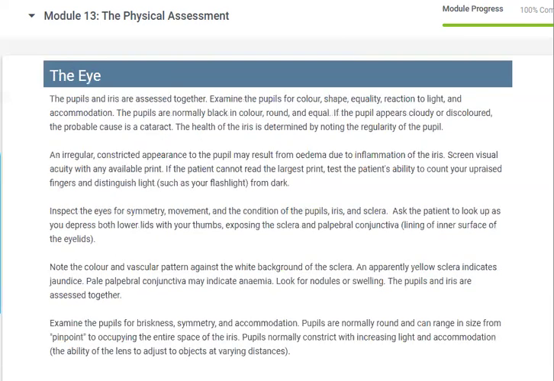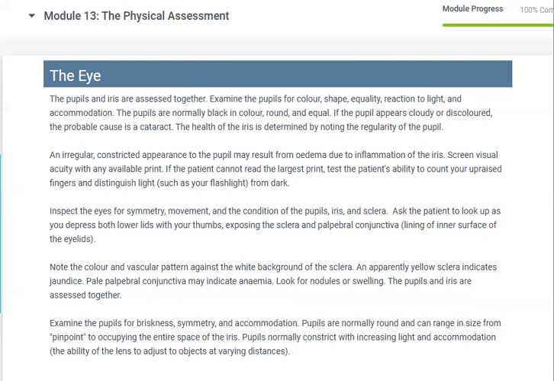The eye. The pupils and iris are assessed together. Examine the pupils for color, shape, equality, reaction to light, and accommodation. The pupils are normally black in color, round, and equal. If the pupil appears cloudy or discolored, the probable cause is a cataract. The health of the iris is determined by noting the regularity of the pupil. An irregular, constricted appearance to the pupil may result from edema due to inflammation of the iris.